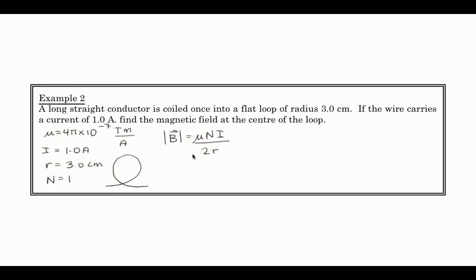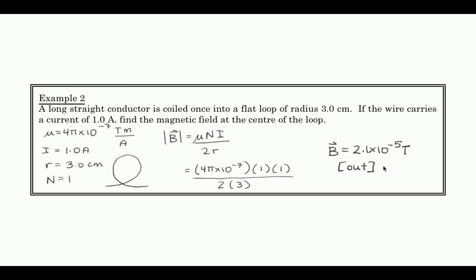So B is equal to mu times N times I divided by 2R. We can simply make the substitutions that we have. 4 pi times 10 to the minus 7, 1 times 1 divided by 2. This right here is 0.03, by the way. And so basically you get 2.1 times 10 to the minus 5 Tesla.